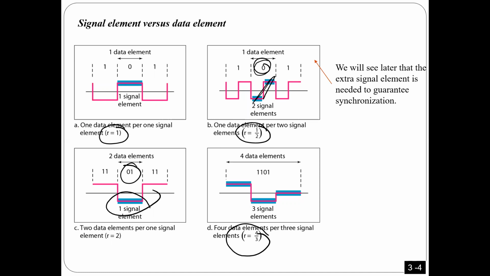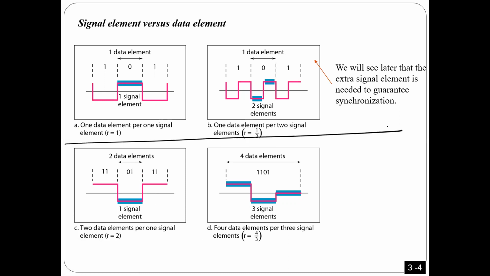R is equal to 4 divided by 3. R here is equal to 2. So which one is the best here? For sure, this one is the best. R is equal to 2. That means I can transfer using only 1 signal element, I can transfer two bits. You get what I'm saying? But for sure, it's somehow tricky because there are many factors here.